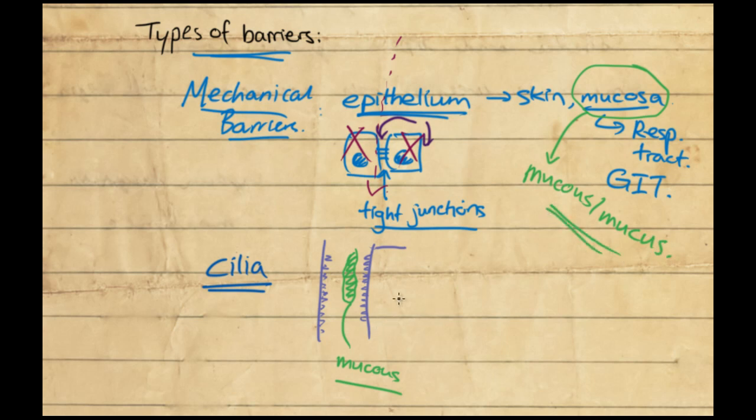Alright, and basically what these cilia do is they beat upwards, so outwards, out of the respiratory tract, and they beat this mucus out. What this mucus does is trap all the pathogens that want to invade the body. So they get trapped and coated by this mucus, and the cilia beat them out of the body, out of the respiratory tract or the nasal cavity.